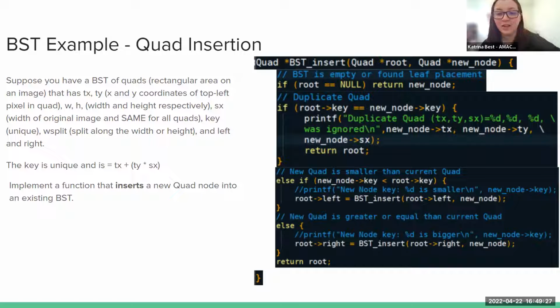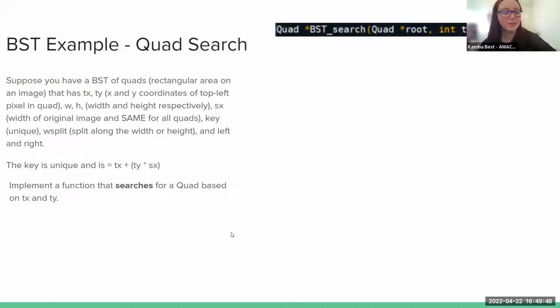Otherwise, we're going down the left or right side. Does anybody have any questions? I think this is relatively making sense to everybody. Let me know if I'm going too fast. I know I'm speeding up a little bit. So for this one, make sure you're trying to search through tx and ty. Remember, sx is constant throughout all of them. That's why they don't actually pass it through.